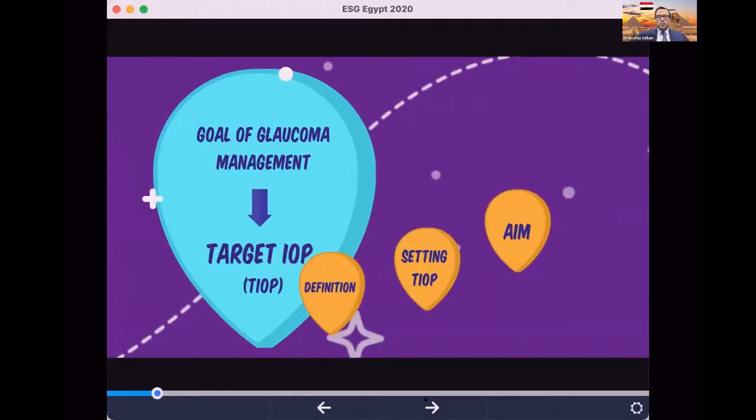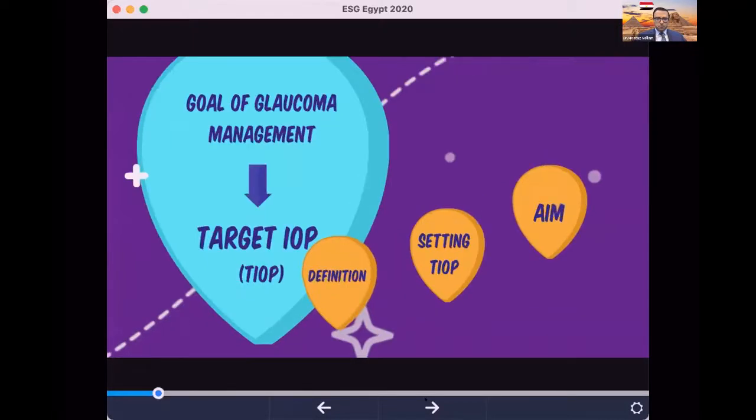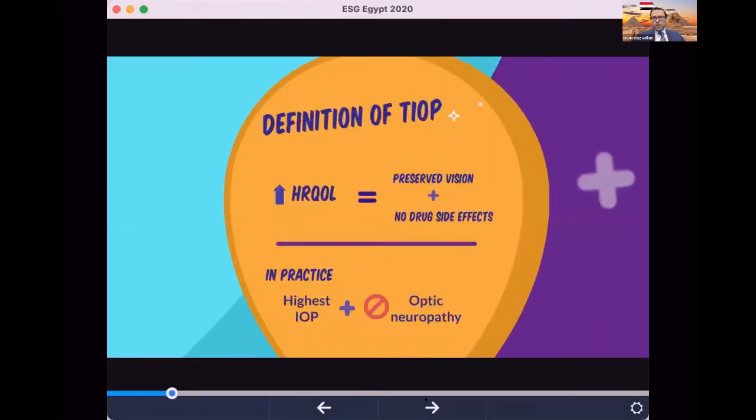We all know that the principal goal of glaucoma management is to lower the intraocular pressure to its target level, either medically or surgically. The target intraocular pressure can be defined as the IOP level at which the sum of the health-related quality of life from preserved vision and the health-related quality of life from not having treatment side effects is maximized. In practice, the target IOP is defined as the highest IOP that has no optic nerve damage.